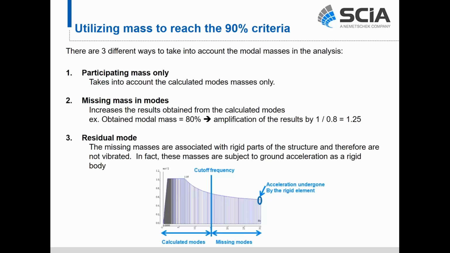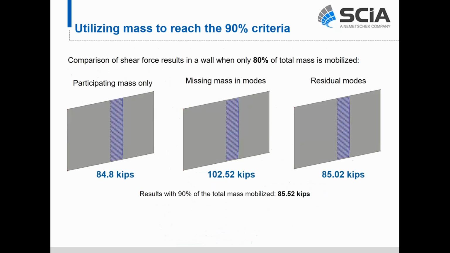These masses are subject to maybe ground accelerations, and so we can actually include those residual masses as a residual mode, as kind of a secondary mode in addition to what we've already applied, such that we can include them and try to better obtain that 90% mass participation.